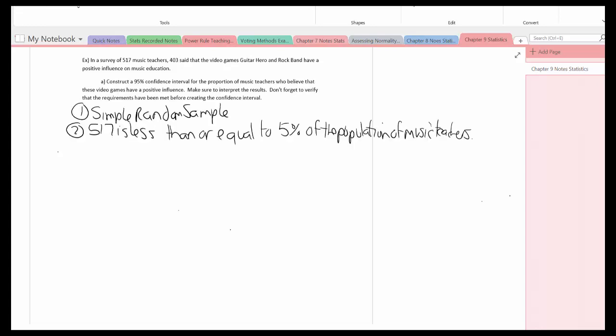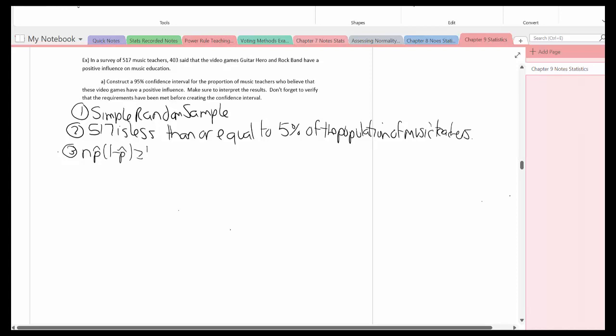Okay, this is a simple random sample, and 517 is less than or equal to 5% of the population of music teachers. Okay, third we need to check is what? That n times p hat times 1 minus p hat is greater than or equal to 10. Well, first off, before anything else, we need to be able to figure out what p hat is. So we can put p hat here. That is going to be what? 403 divided by 517 to 4 decimal places. That gives me this.